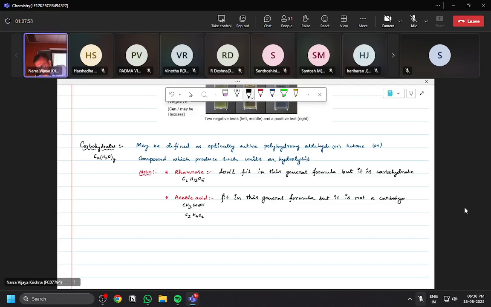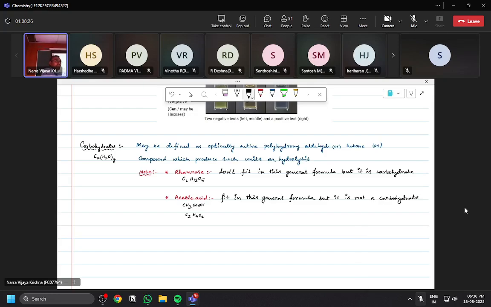Can I say carbohydrates mean carbon and water processing units? We cannot say it. Reason? Many compounds follow it, but there are a few compounds which are carbohydrates but don't fit in this formula. There are some other compounds which fit in this formula but are not carbohydrates. That's why we took these two examples. So, which is a better suitable definition?